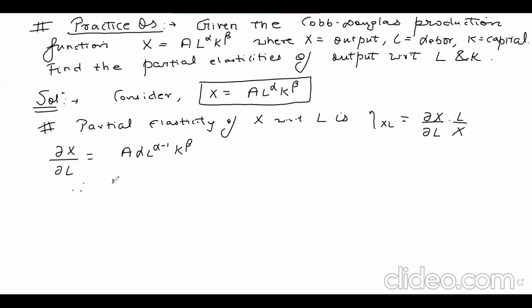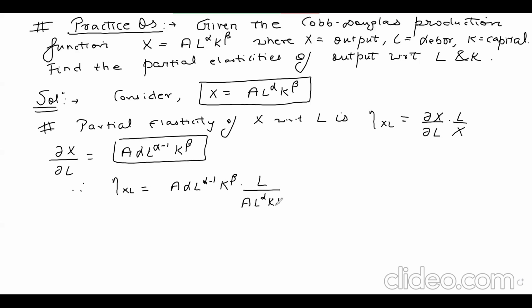Okay, so I can write, therefore eta XL is del X by del L times L over X. I can just write A alpha L to the power alpha minus 1 K to the power beta times L over A L^alpha K^beta. A cancels, K to the power beta cancels. I get alpha L to the power alpha minus 1 multiplied by L gives me L to the power alpha over L to the power alpha. This and this cancel out, I get alpha. And what is alpha? Alpha is nothing but the share of labor in output.